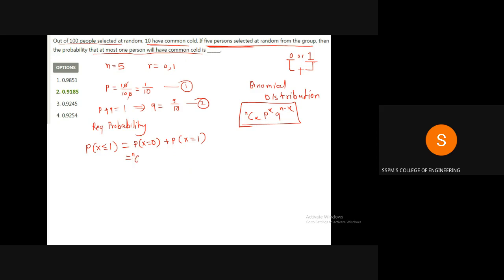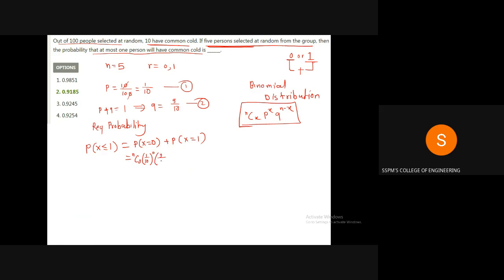We have nC0. What is the value of x? For the first part it is 0. So nC0 p raised to x. What is the value of p here? We will directly put the values here instead of writing p. The value of p is 1 by 10 raised to 0, raised to the x, where the value of x is 0. So that's why 0 is the index here.